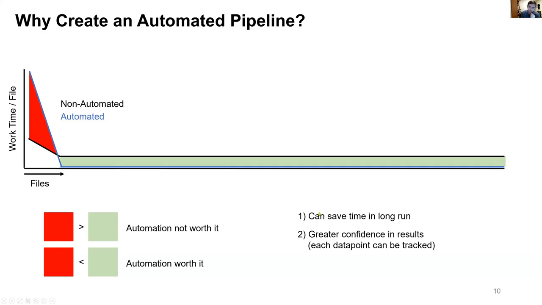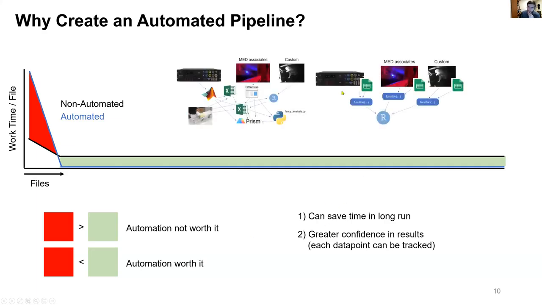Another reason to create it is, again, the confidence that I described earlier. So if you get to the end of this and you're publishing your paper, and then a reviewer asks a question like, how easily can you follow your data points back to the source to verify that the data is correct? And then the last one is that you can reanalyze your data easily.